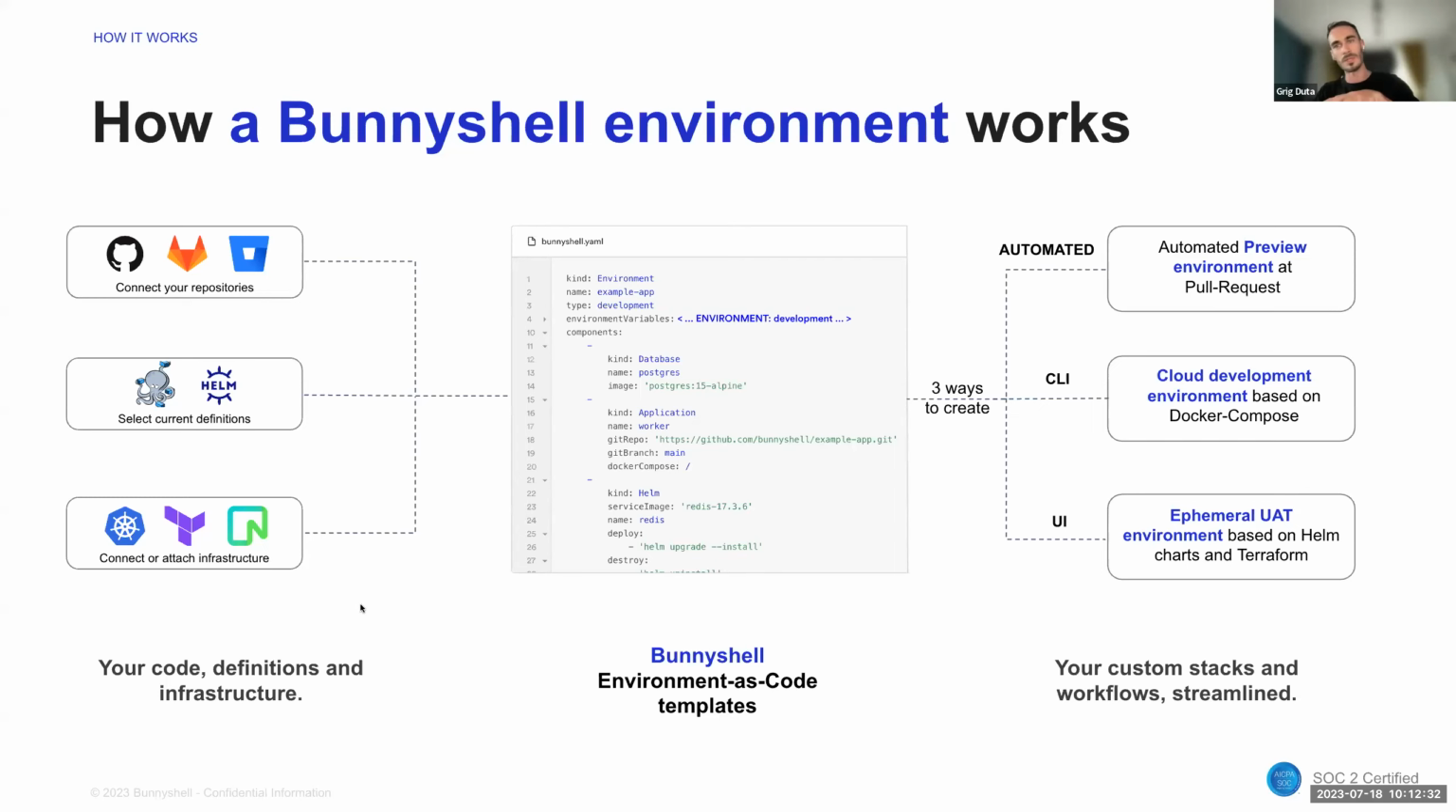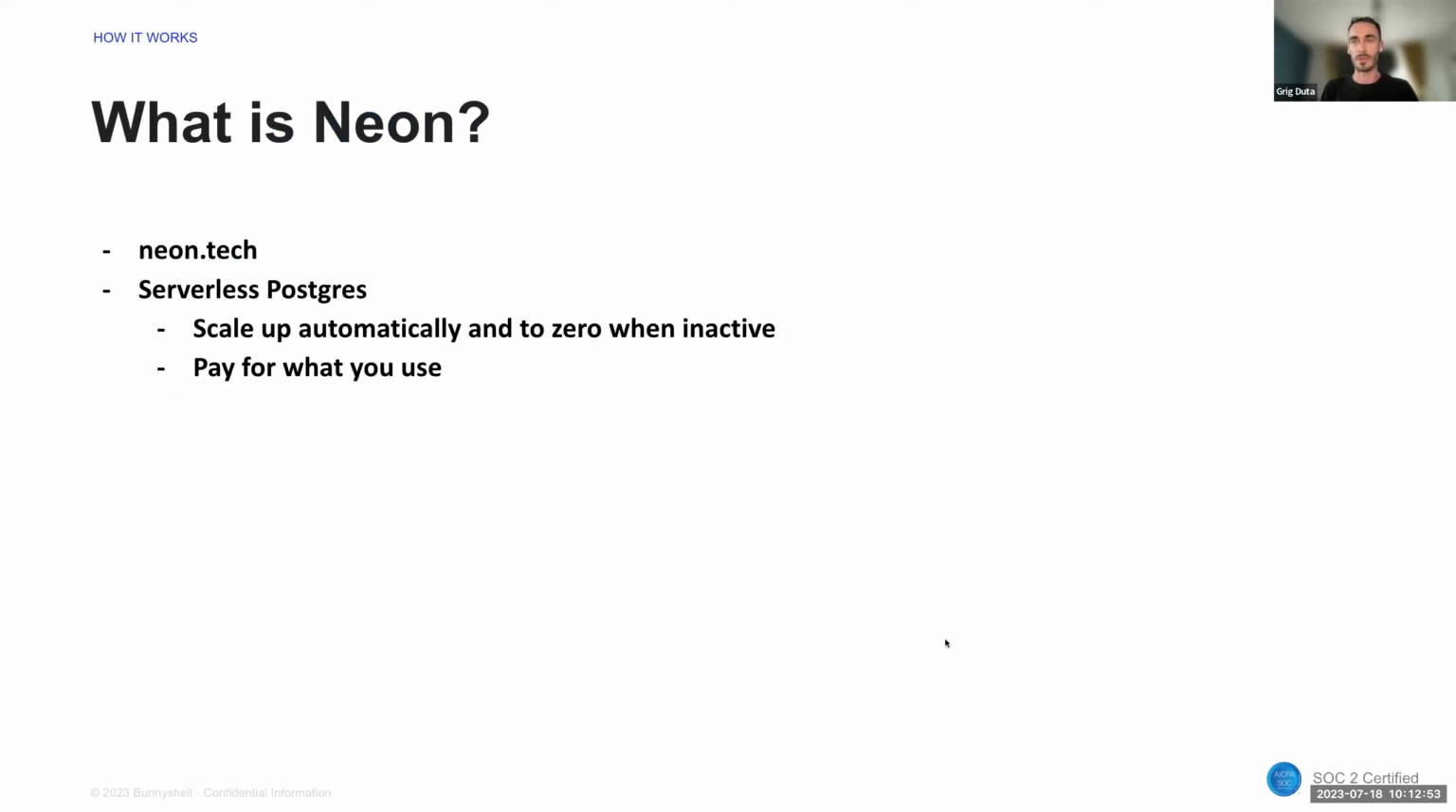And again, all these go into this Bunnyshell YAML to be able to get a predictable environment all the time you need one. And you can spin it up with the UI. We're going to be using the UI today, but you can also use the CLI, the command line interface. You can also do it via APIs if you want to automate everything. So that's pretty cool as well, because you can interact with your environments in different ways.